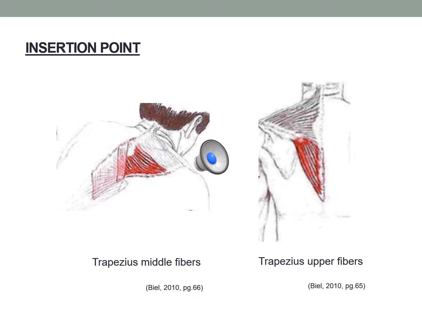The image on the right shows the lower fibres of the trapezius. They have an origin along the spinous processes of the thoracic vertebrae and an insertion point on the root of the spine or medial part of the spine of the scapula. The action of the lower fibres is to depress the scapula. They also assist the upper fibres to upwardly rotate the scapula.